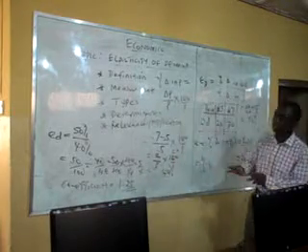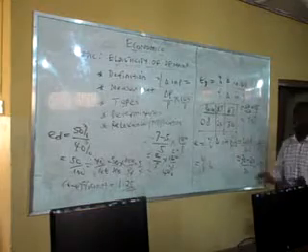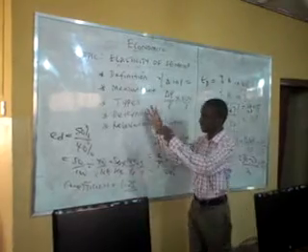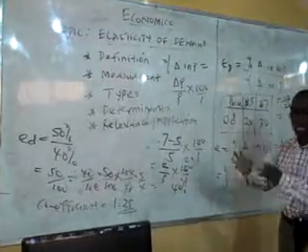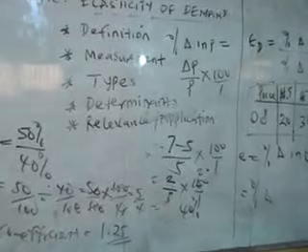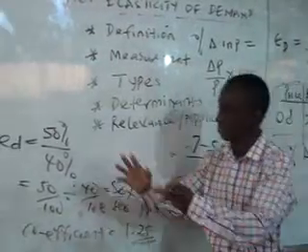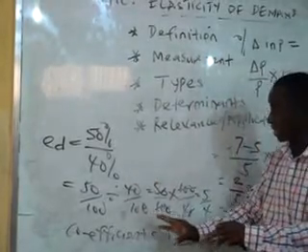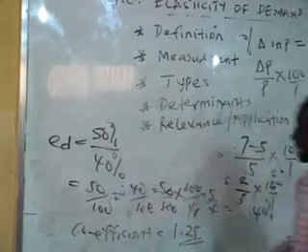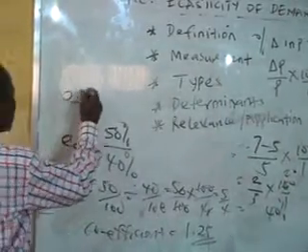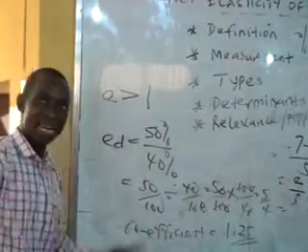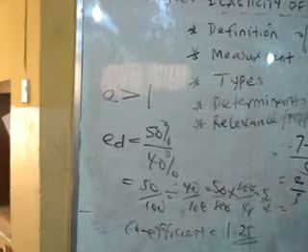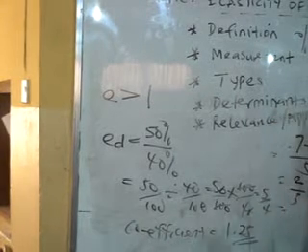Now after you have calculated your elasticity of demand, you can be asked to interpret. From your answer, you can interpret. That leads us to the types. So demand can either be elastic or inelastic. These are the major interpretations. Now when you calculate your coefficient of elasticity of demand and you get any answer that is greater than 1, demand is said to be elastic. I repeat again: where the coefficient of elasticity of demand is greater than 1, demand is said to be elastic.